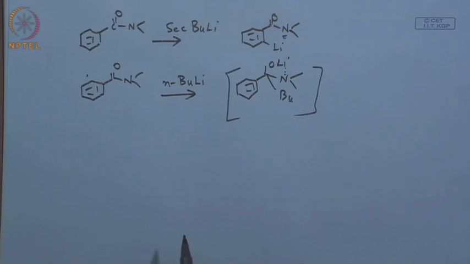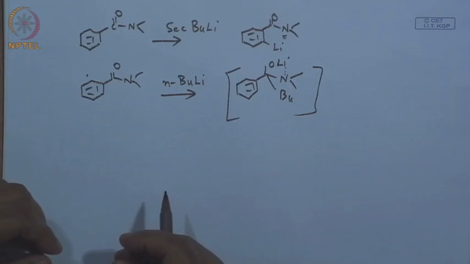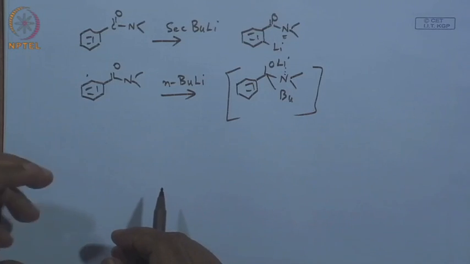So, these are the properties basically: it is very reactive, it can be controlled because of the coordinations, and also the third point to be noted is that organolithiums have a tendency to be soluble in organic solvents.